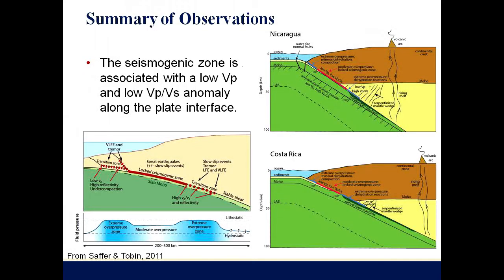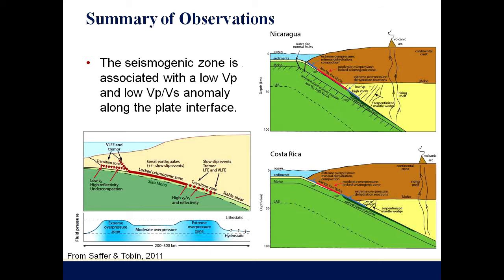So a summary of observations. This is Nicaragua. This is Costa Rica. Slab is steeper here. We have more highly serpentinized oceanic mantle coming in off of Nicaragua. We have an area where serpentinization in the upper mantle wedge, I didn't dwell on that, appears higher than in Costa Rica. But in both places, we have low VP and low VPVS sitting on top of our plate interface.